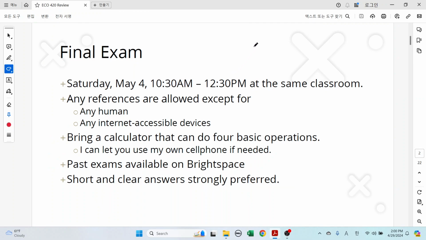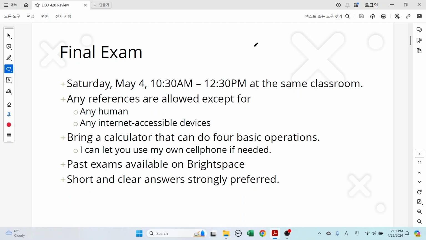The final exam is Saturday, May 4th, 10:30 to 12:30, 2 hours at the same classroom. And it's open book, open note, whatever is allowed, like any references are allowed except for two types. One is a human, you cannot bring someone else. Also, what is not allowed is internet, right? I don't want you to search on internet, so your cell phones are not allowed during the exam. But you can bring a calculator.